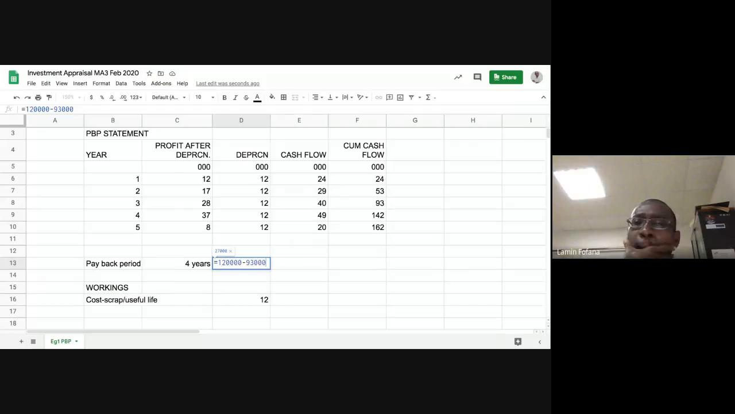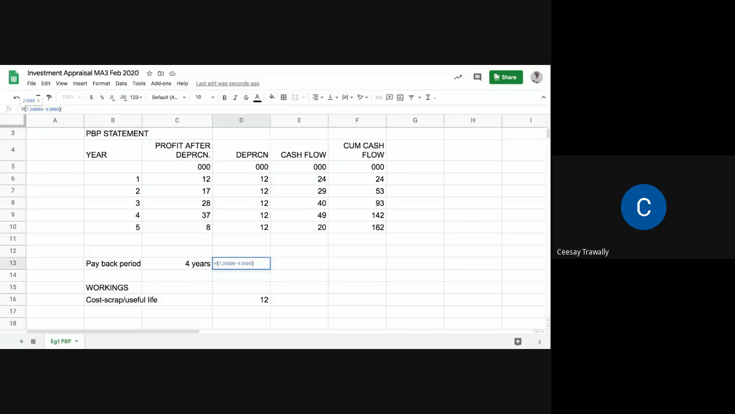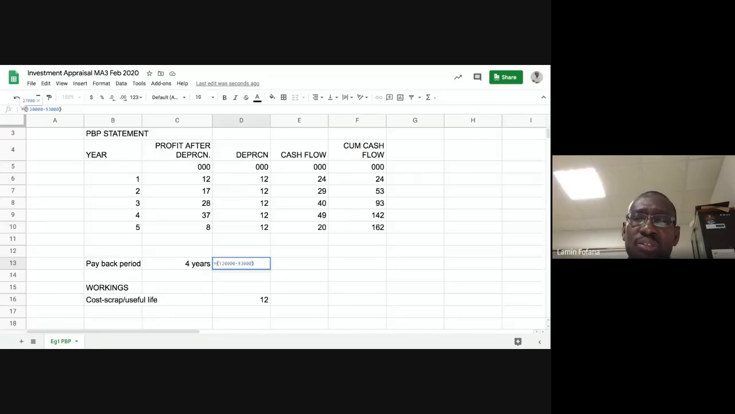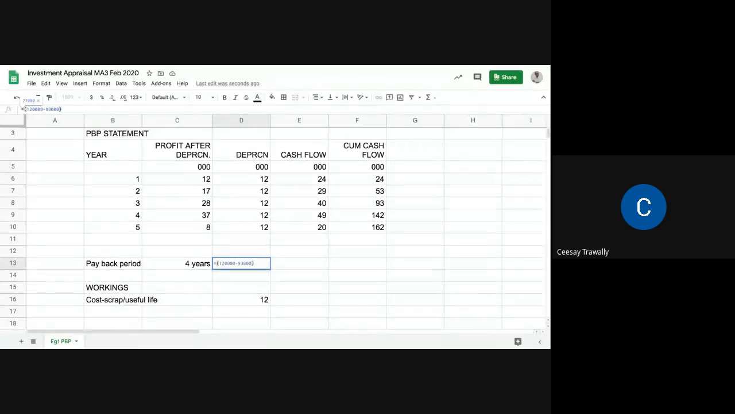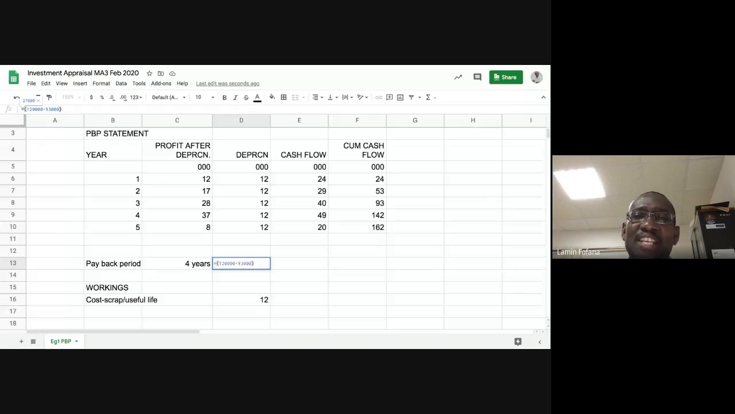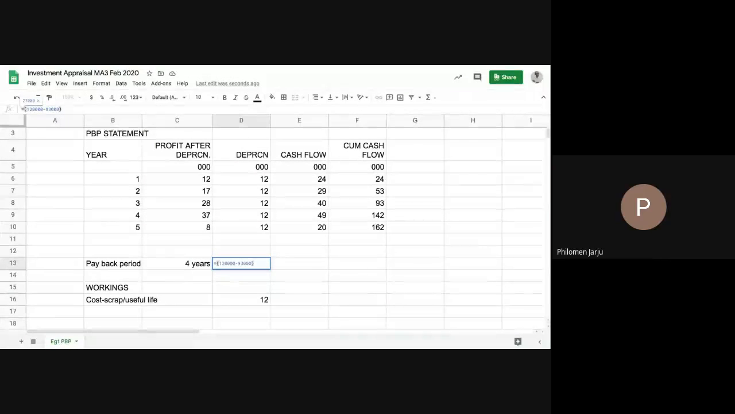So now we put this in brackets just to obey BODMAS. Now what do we do? If we deduct, is it 2 years or 4 years? Mr. Fofana, is it 3 years or 4 years? It's going to be 4 years some months. I think after that you have to divide it by the next column, which is the 142, if I can recall right.